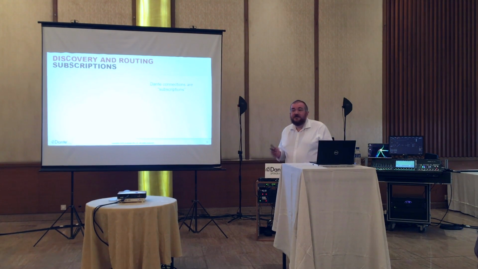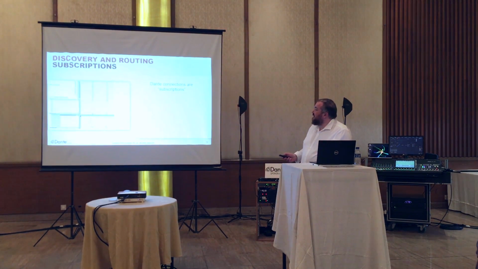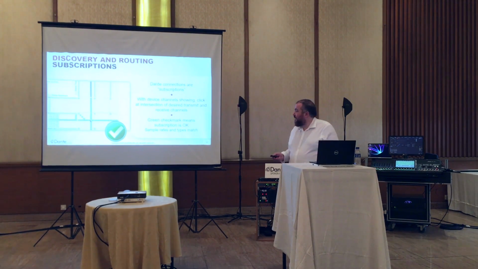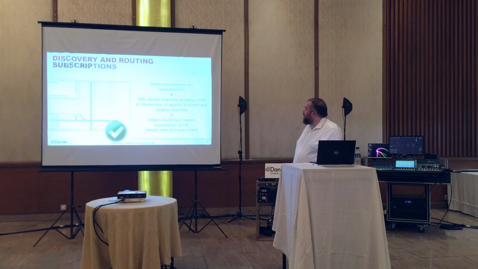So we call connections in a Dante network subscriptions. And we make a subscription by just clicking at the intersection between a sender and a receiver. And we get green check marks when the subscription is okay, and we have audio flowing. So that means it's working. We also have a signal presence light. If you double click the device, it can tell you with a little flashing speaker whether you've got no audio, it's grey, good audio, it's green, and if your audio is clipping, it will go red.